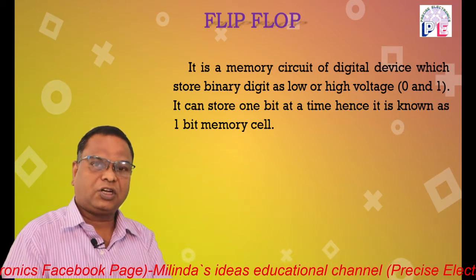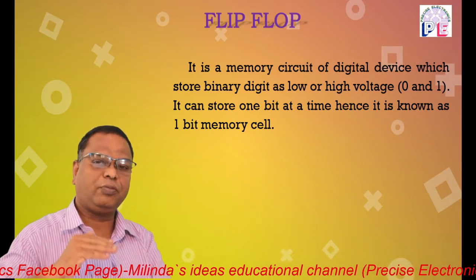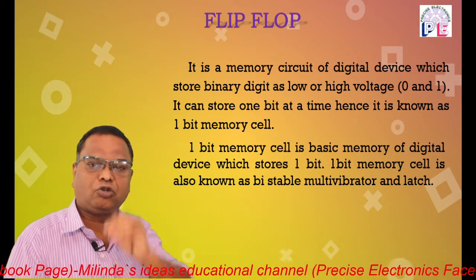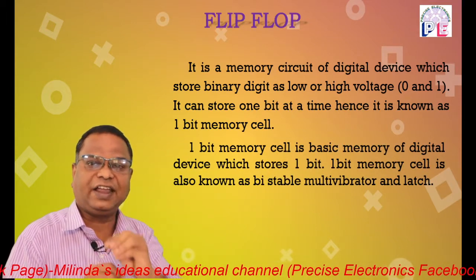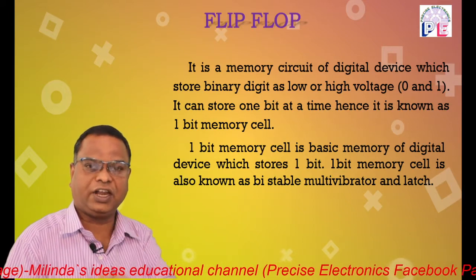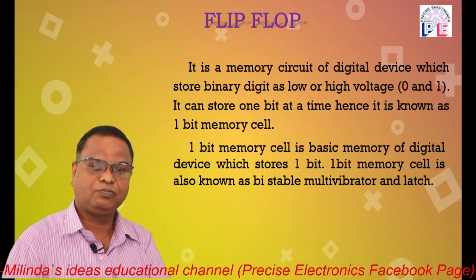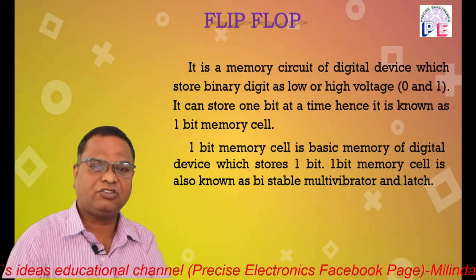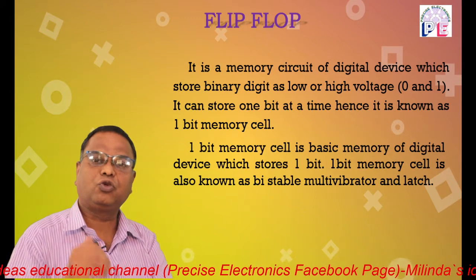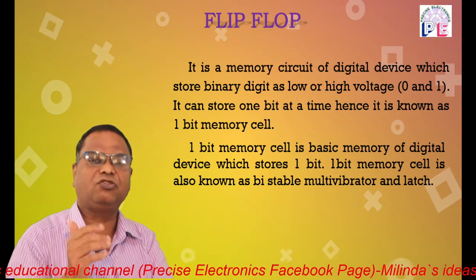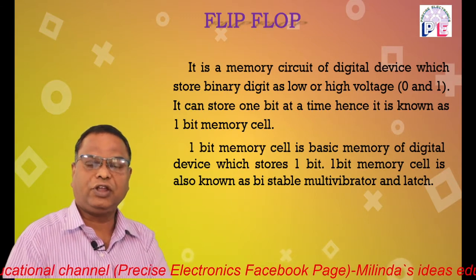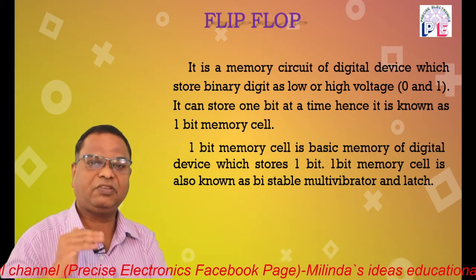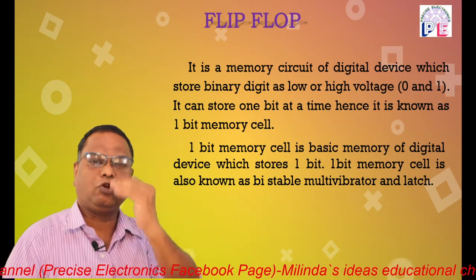In a flip-flop, the data is stored in the form of 0. 0 means we are applying a 0 voltage, low voltage. When the flip-flop stores the low voltage, it is known as the low state, or reset state. And when the flip-flop stores the data in the form of high voltage, that is known as the 1 state, and this state is known as the set state. So in a flip-flop, the data is stored in the form of set and reset conditions. Set means high condition and reset means low condition.